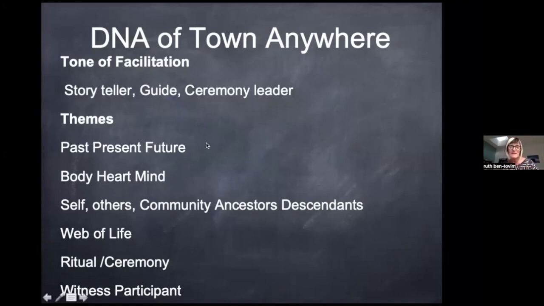Another bit of DNA that I use under here is these design themes, looking at the past, present, and future. That will happen throughout the Town Anywhere journey as we go through it in a minute. The body, heart, and mind: we need these different capacities at these times to come into play about how we're going to navigate the future. So the design is, how is my body here? There's quite a lot of moving around the space, which gets us out of our head. How is my heart in here? Where's my thinking? And we move between those a lot.